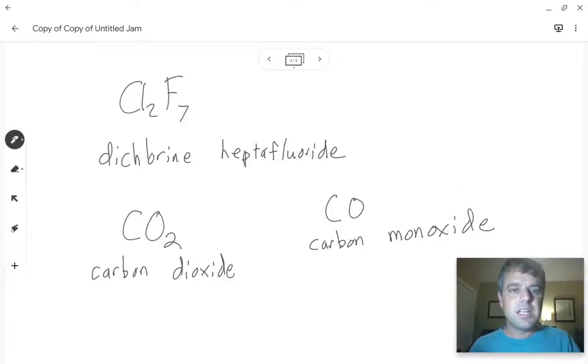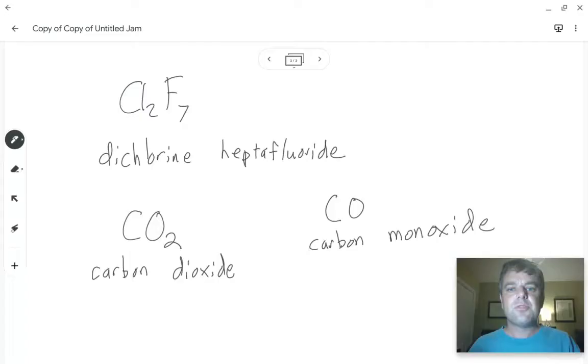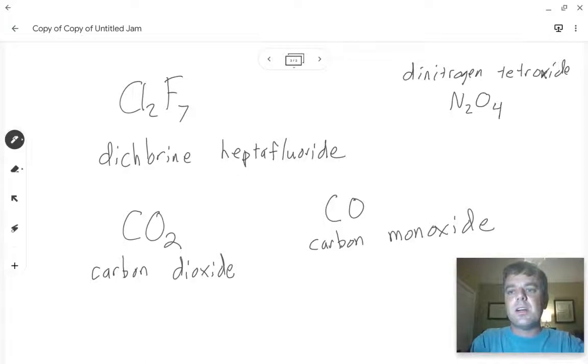But that's how you name covalent compounds. And to write a covalent formula, you just write the symbols and get the subscripts from the prefixes. So if I asked you to write the formula for dinitrogen tetroxide, it's just N, and there's two of them, so it's N2, then O, and tetra means 4. For covalent compounds, we don't worry about charges. Charges don't matter. All we worry about is the prefixes.